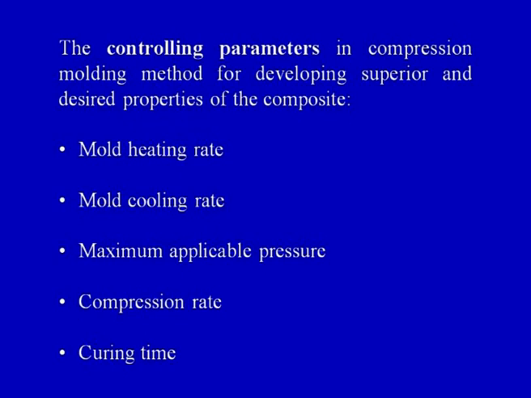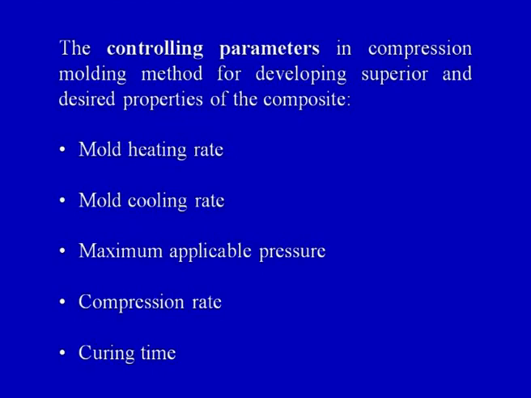Now, as I have explained along with the diagram, these are the controlling parameters in the compression molding method for developing superior and desired properties of the composite. Now we want to make a good quality product, it should have good surface finish, there should not be any defects in the final product, and in order to make a superior, good quality, high precision product, we need to control certain parameters. Now, what are these control parameters in case of a compression molding process?